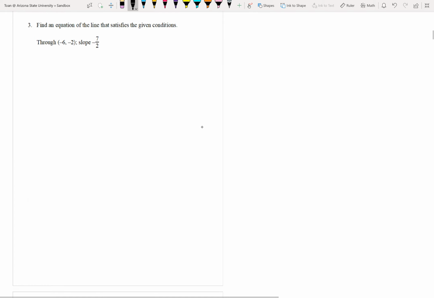Number 3, when it comes to writing linear equations, it doesn't matter if you're in pre-calculus, algebra 2, algebra 1, or calculus and beyond, you're doing the same thing over and over and over again. To write a linear equation, you absolutely need a slope and a point. Fortunately, hopefully we can see that they give us both pieces of information. We have our point and we have our slope, so we are good to go.